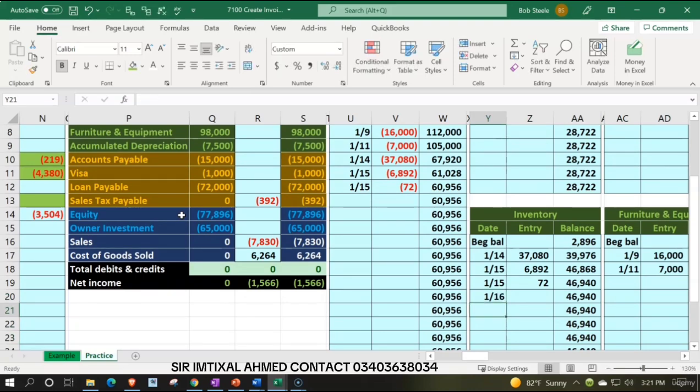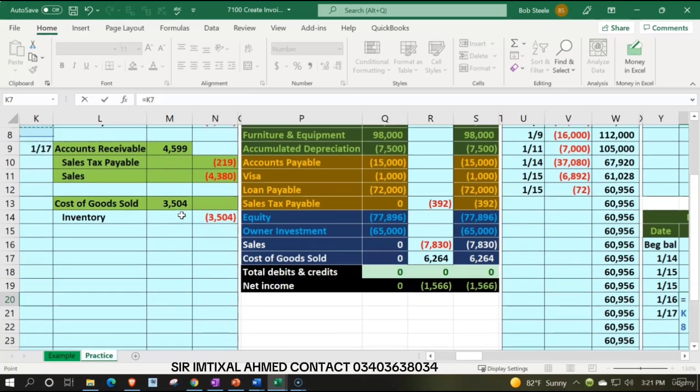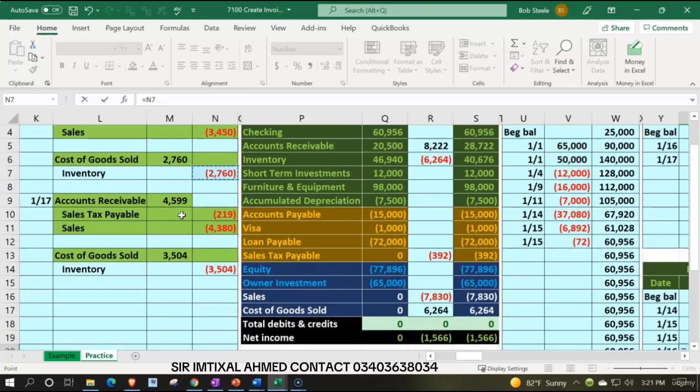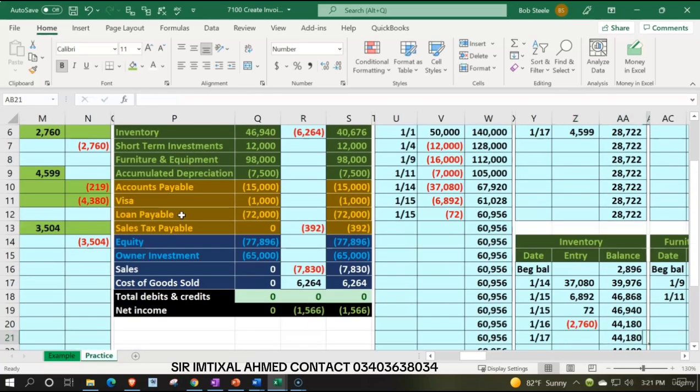So 116, 117. So now we're in Z20 equals left to the wall. And we're going to say that's going to be the 2760.